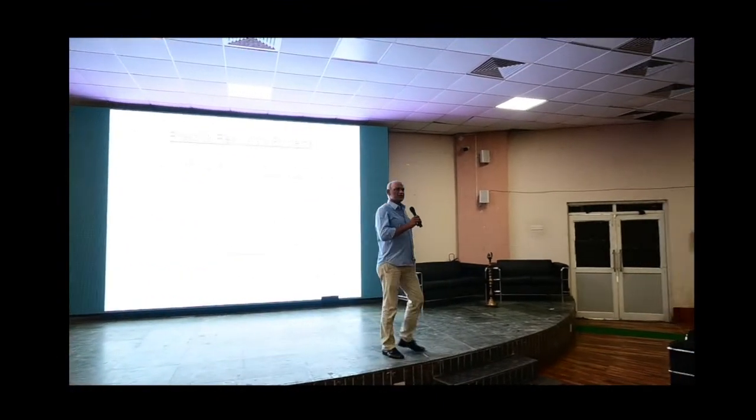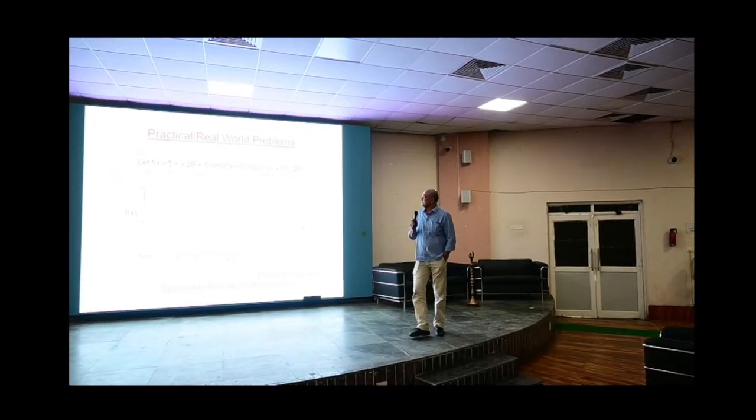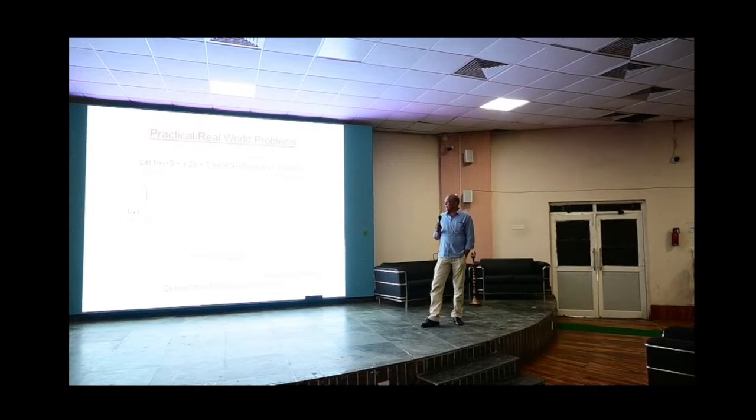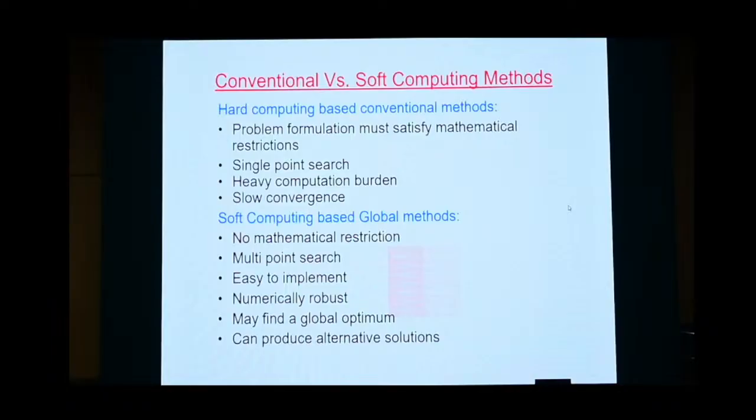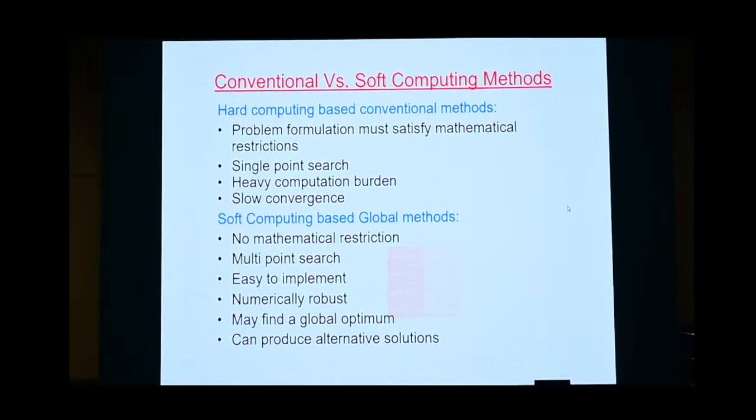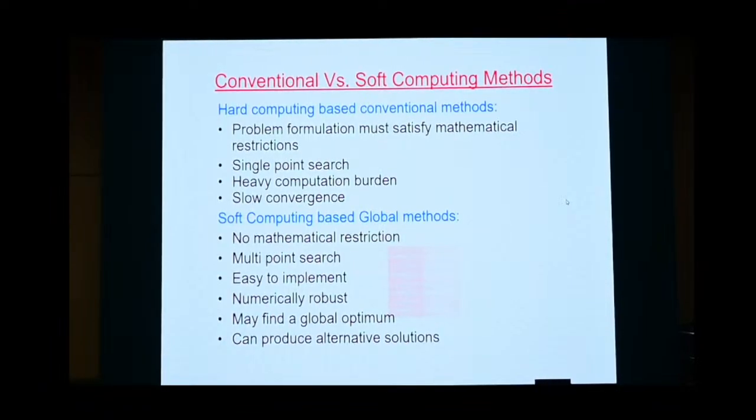So we are talking about this problem. It is a complex problem, and for this type of problem, if you would like to do an exhaustive search, when one person searches, it will take time, and he cannot find it. If instead of one person, 20 persons are searching, that is a multi-point search with many possible solutions. So it is easy to implement and numerically robust. These are the soft computing techniques, whereas conventional computing has a heavy computational burden and slow convergence.